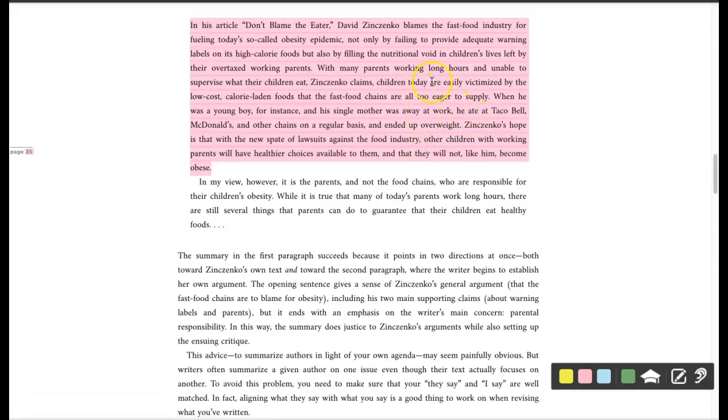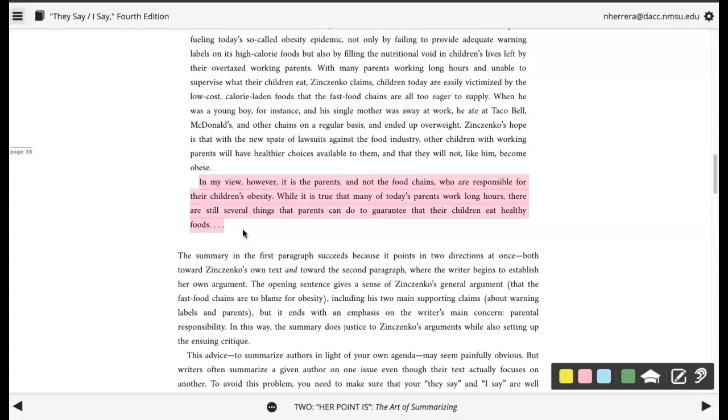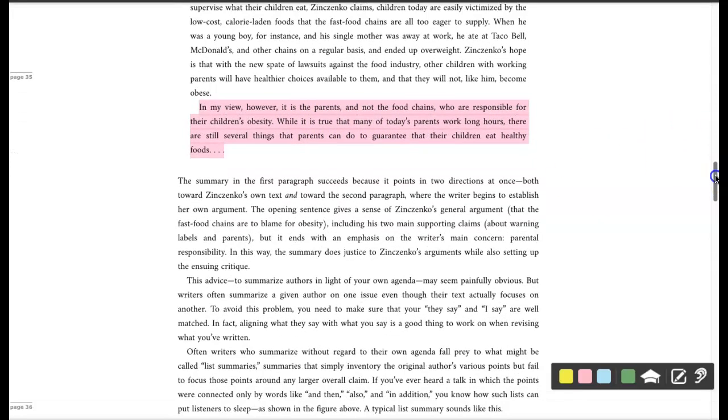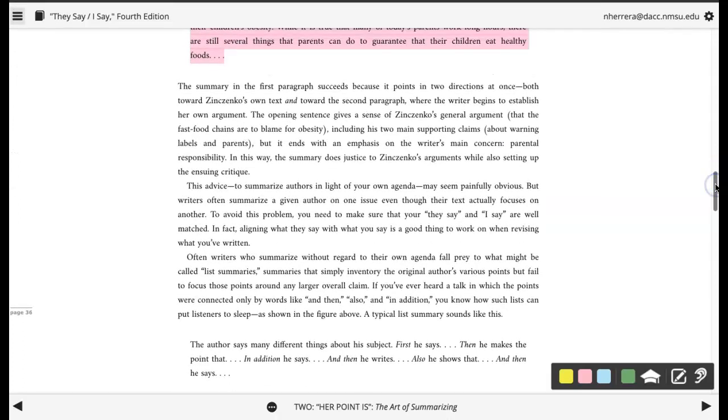Now, if you notice here, they picked examples from Zinczenko's article. These examples are staying true to what he said. They are not distorting his opinion or anything like that, but they're focusing on examples that have to do with parents and fast food chain companies. Because in the response, the person is saying it is the parents and not the food chains who are responsible for their children's safety. So this person already knew where they were going in their response, which is why a lot of their examples focus on parents and food chains, because they were going to put that in their response. So it's always good to know where you're going, just because it helps you organize your summary a little bit better.